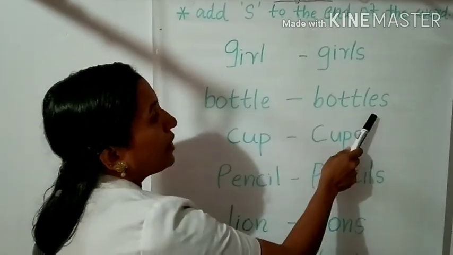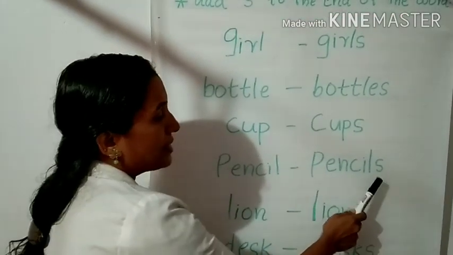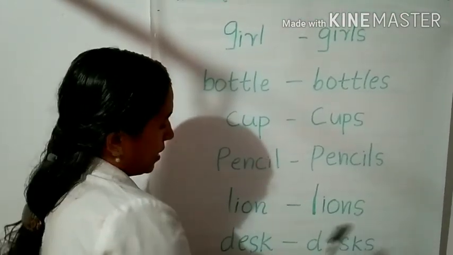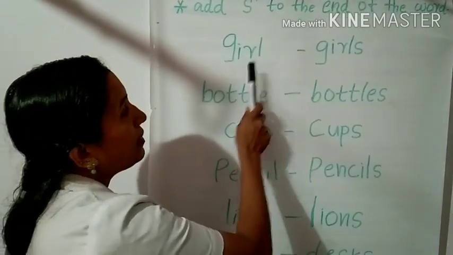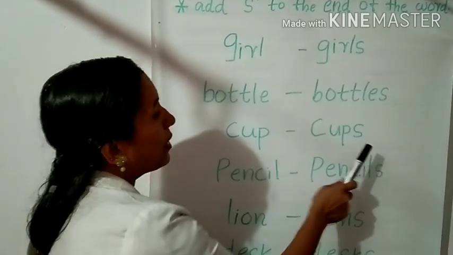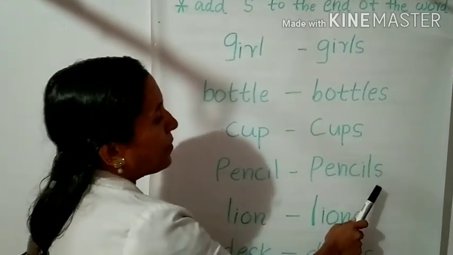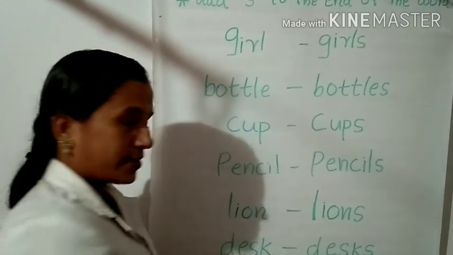Bottle, bottles. Cup, cups. Pencil, pencils. Lion, lions. Desk, desks. One more time. Girl, girls. Bottle, bottles. Cup, cups. Pencil, pencils. Lion, lions. Desk, desks.